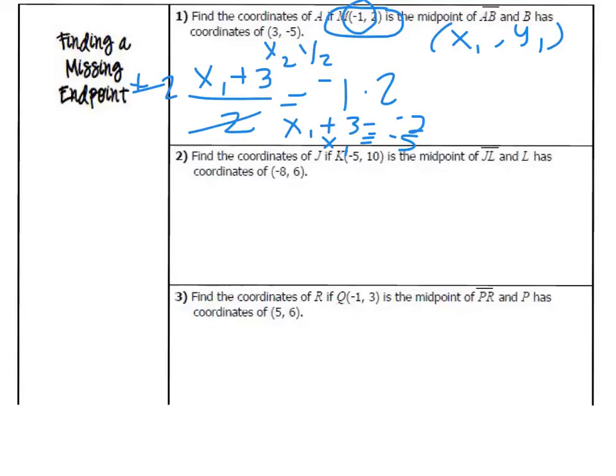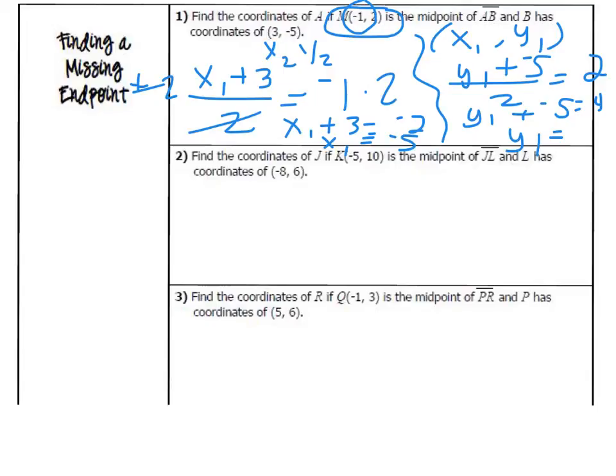All right, now you're going to follow the same procedure to find the y1 value. So you have y1 plus the y2 value of negative 5 divided by 2, and you know that that answer must be 2. All right, again, getting rid of the denominator, multiply both sides by 2. Get y1 plus negative 5 is equal to 4. And then adding 5, you get y1 is 9. All right, so your final answer, your endpoint, is (-5, 9). All right, try the next two problems and get those checked.